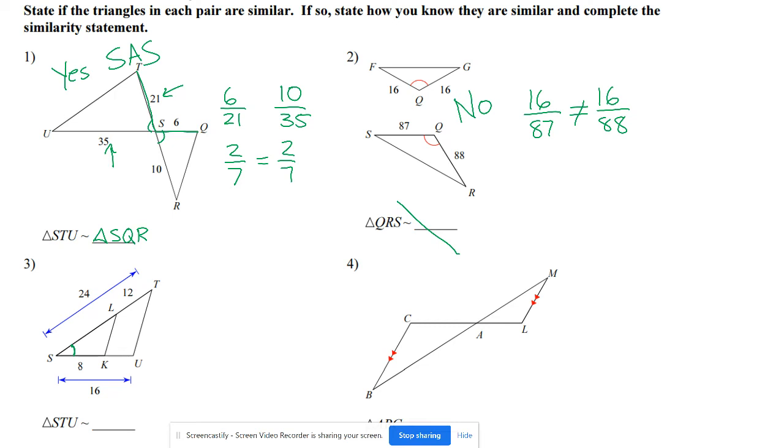So what I'm going to do is I'm going to use my 24 and my 12. And I'm going to say, okay, if the whole thing from S to T is 24, and then LT is 12, if I take 24 minus 12, that's going to give me the part I'm looking for.